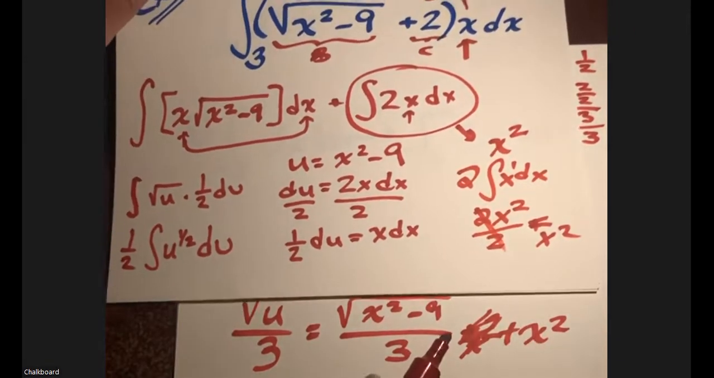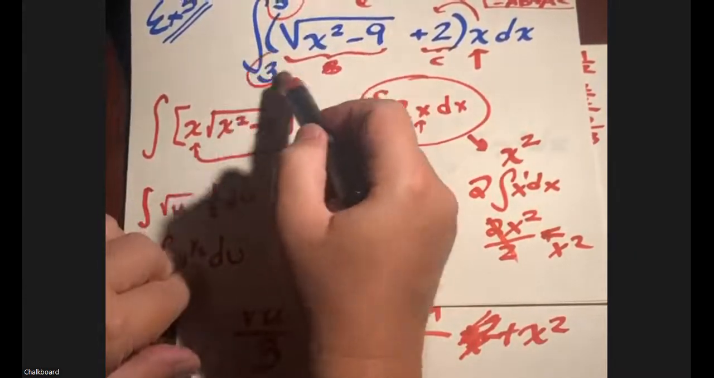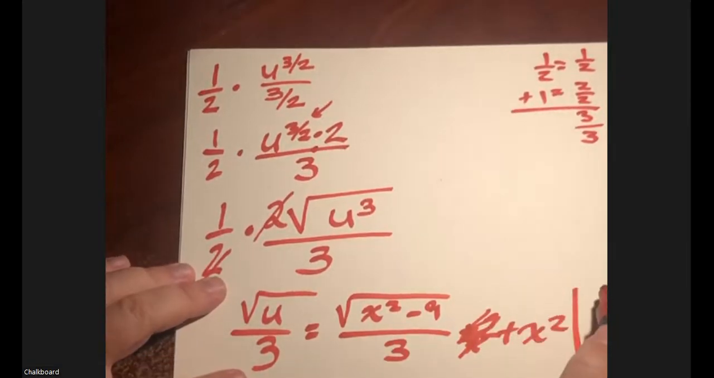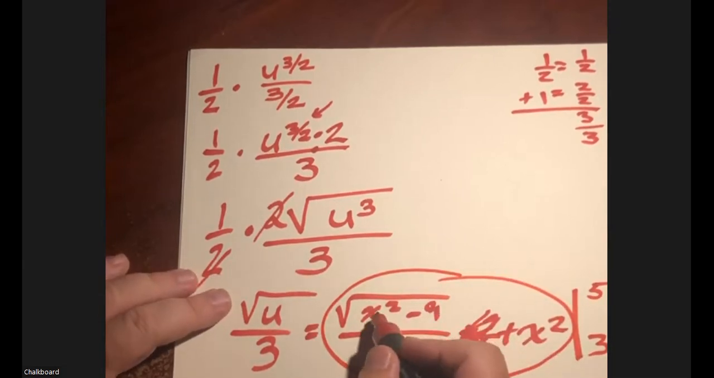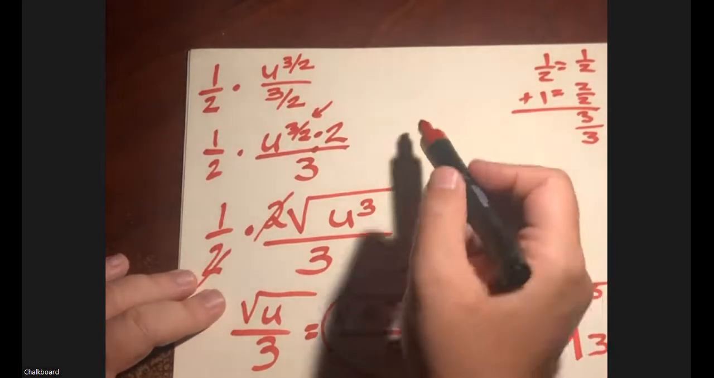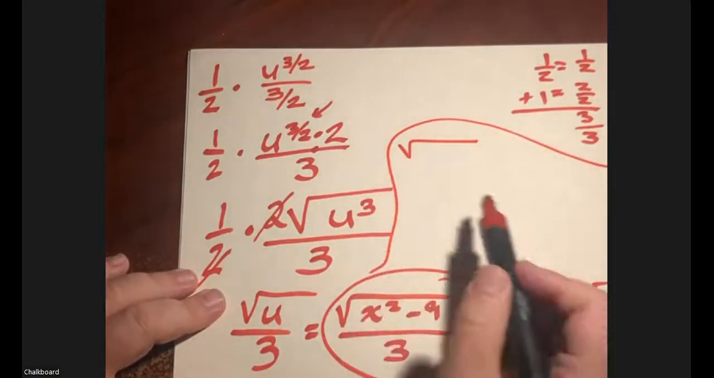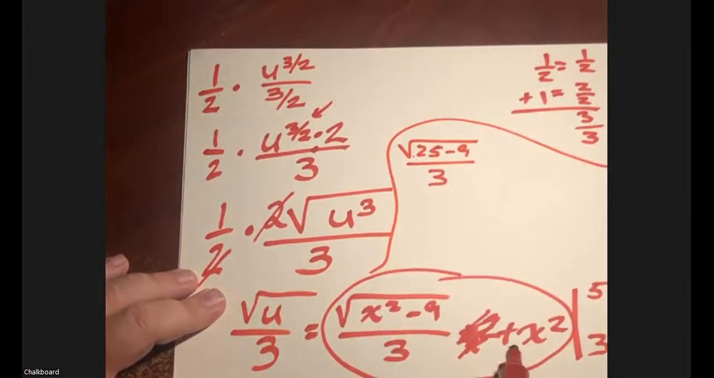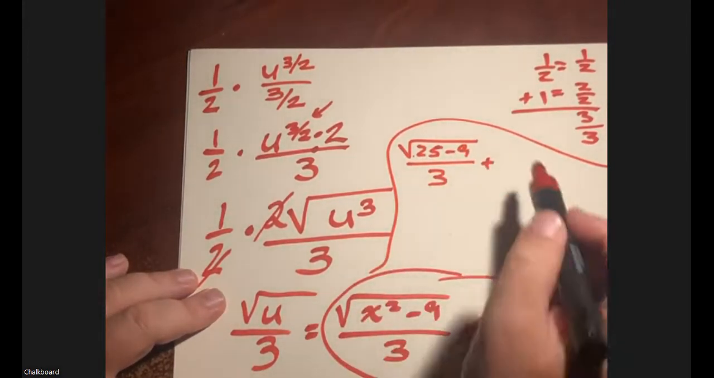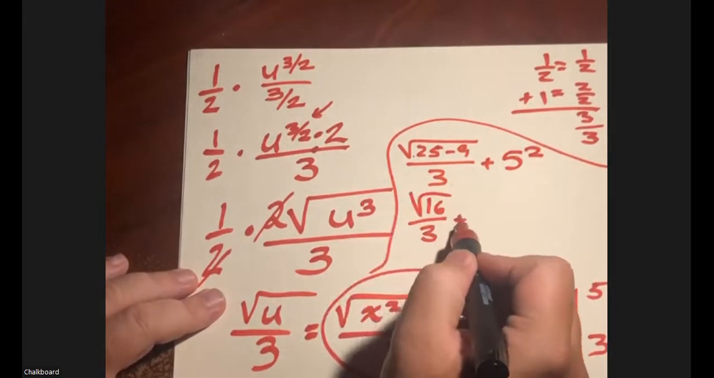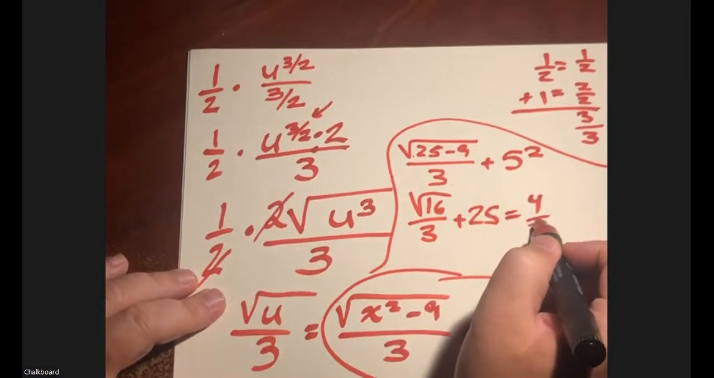So now, we have to also integrate it using these limits, 5 and 3. So the last step here is to take this expression at 5 and 3. So if I put 5 in here, I get 25 minus 9 all over 3, and then plus 5 squared. That's going to be 16 over 3 plus 25, which is 4/3 plus 25.